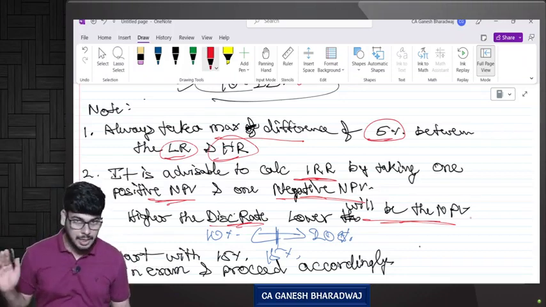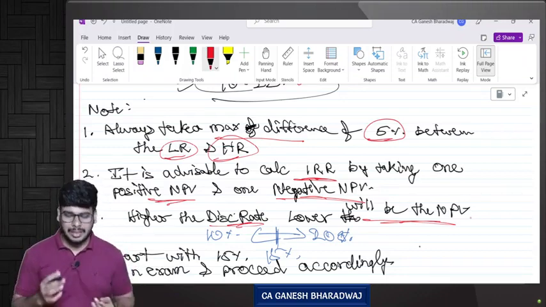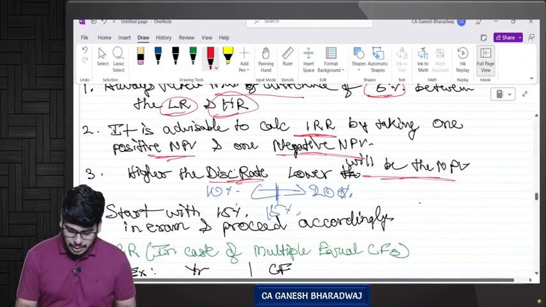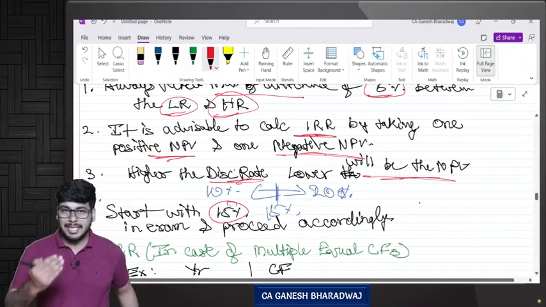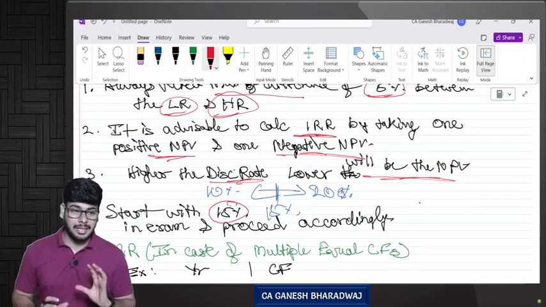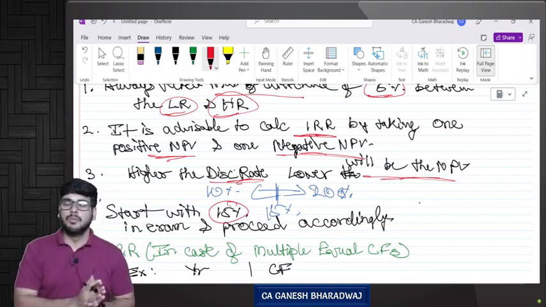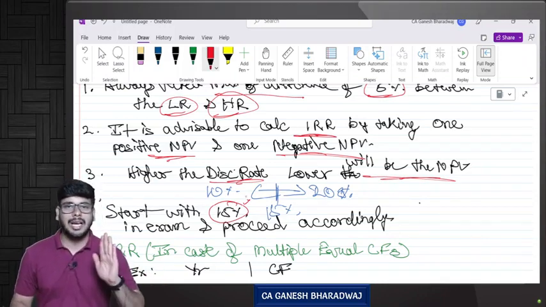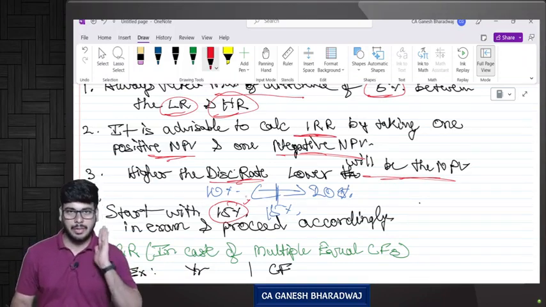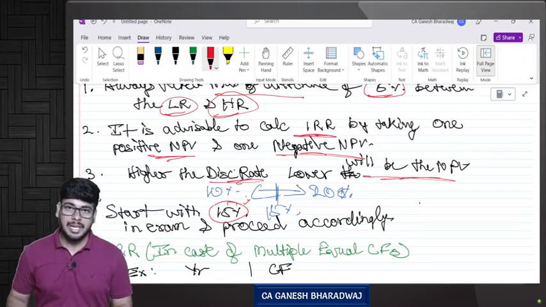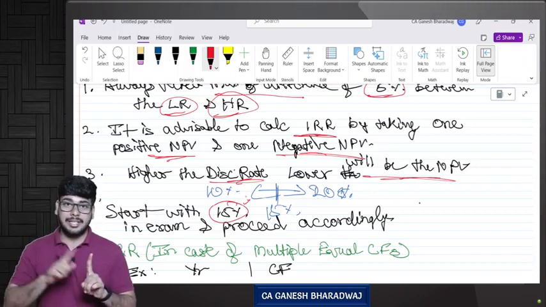If nothing has been given, which is a rare scenario, then what can you do? What you do is start with 15% generally. Here I did 10% and 11% because I know the answer, and the major thing was to explain the concept. But generally, in exam, if no hint has been given, start with 15%.